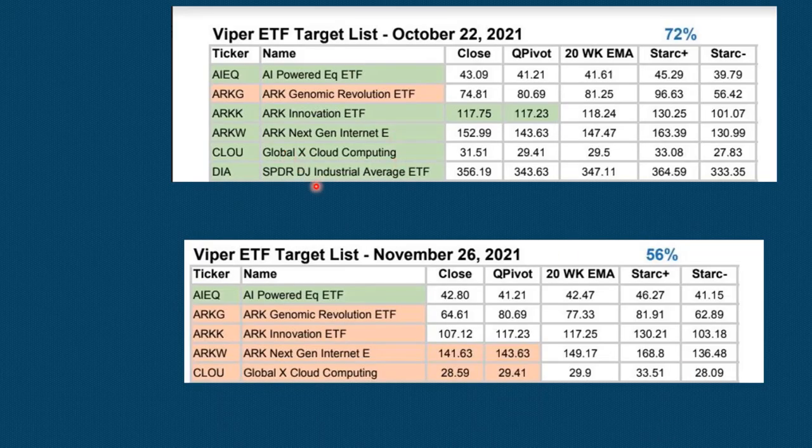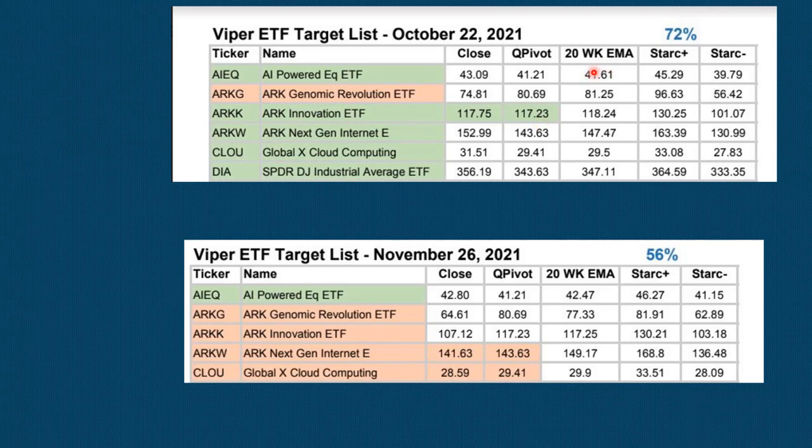Originally, we used to produce a weekly report called the Viper ETF Target List. This one, for example, to show you how it works, was from October 22nd of 2021. It tracks about 120 different ETFs and shows you how they close the week, particularly above or below their quarterly pivot. So ARKG closed at 74.81 below the pivot here, whereas ARKK closed above it.